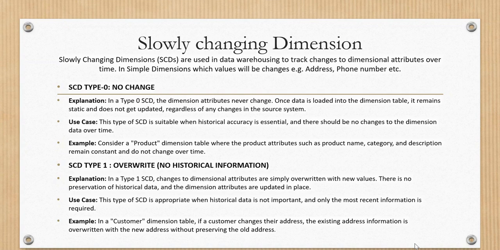We do have type 0, type 1, type 2, type 3, type 4, type 6 of the SCDs, but in this video, we will be majorly focusing on type 1 and type 2. Type 2 is the most commonly used SCD type. So the first one is SCD type 0, which is fixed. That means no change. The dimension attributes never change, or even if they do change, we are not going to worry about that. Let's say, for example, the customer date of birth.